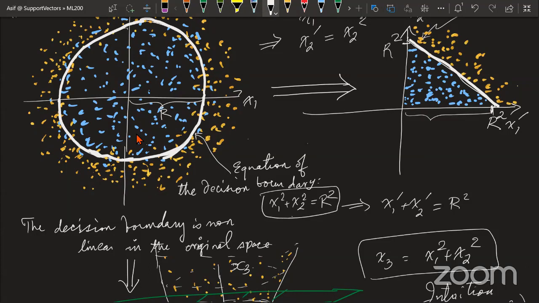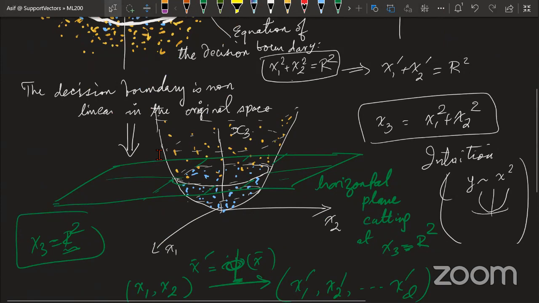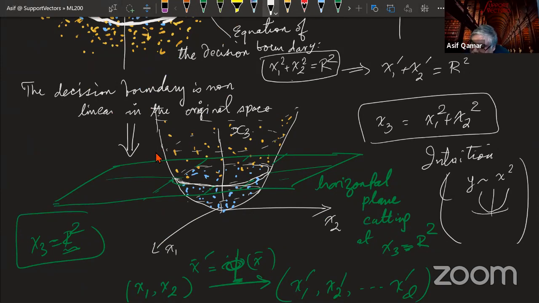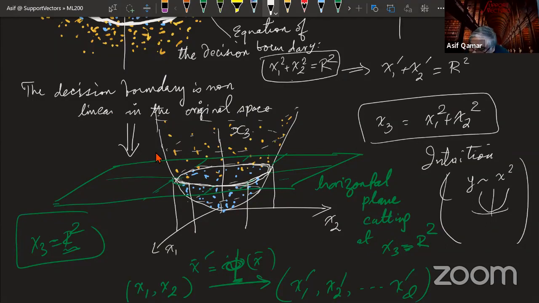So this parabola, very, very good question, actually. See this decision boundary that is here, this thick decision boundary, its height everywhere would be exactly r square.